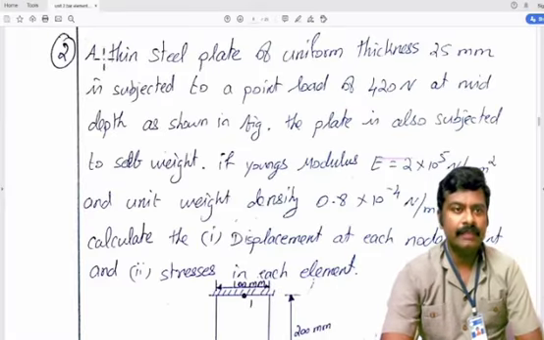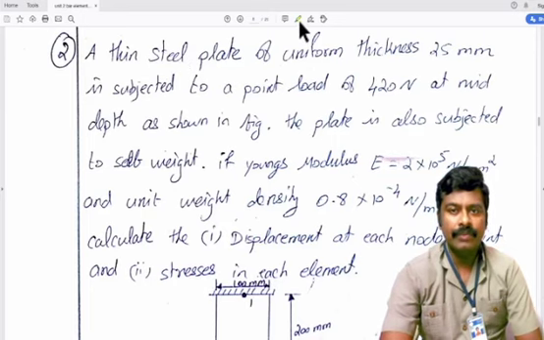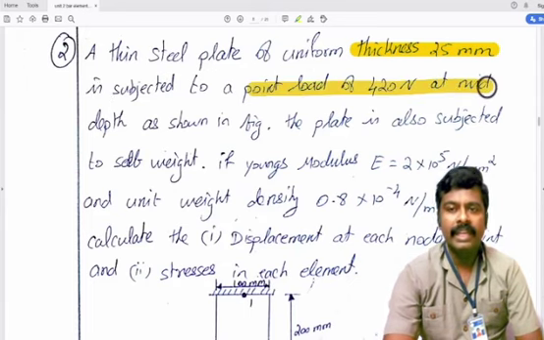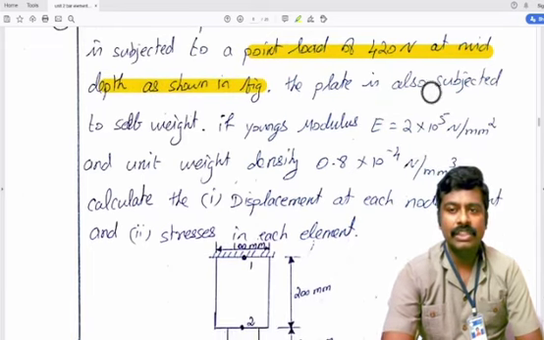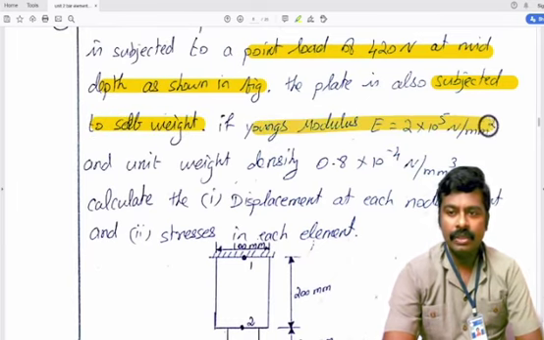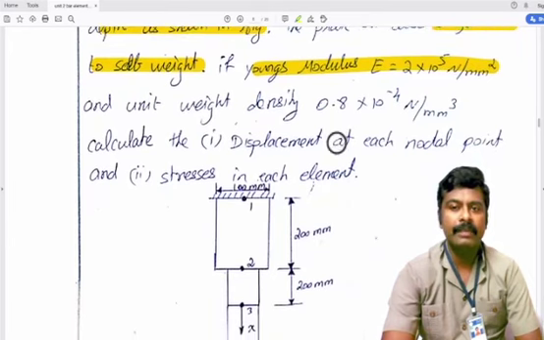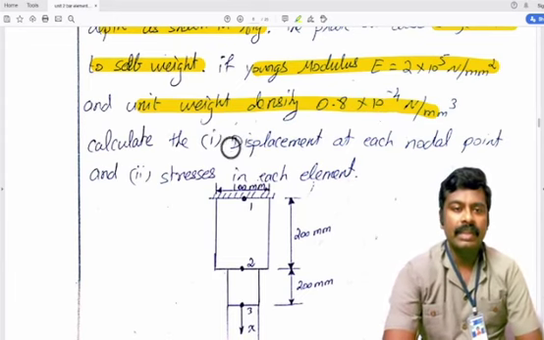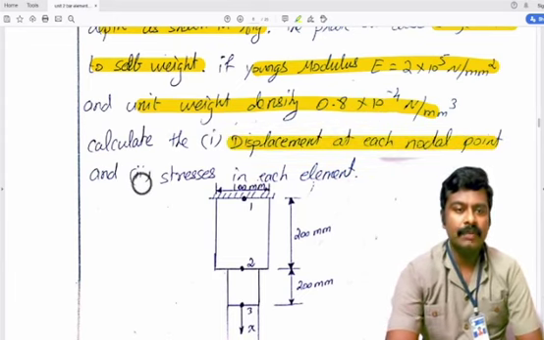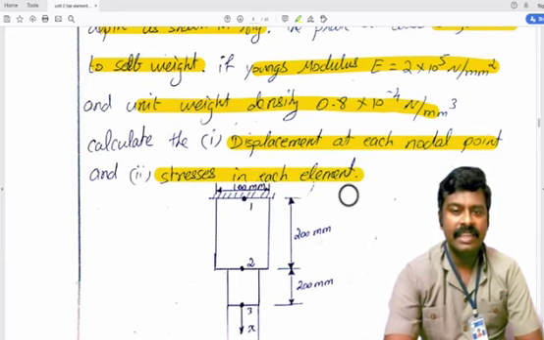First, read the question. A thin steel plate of uniform thickness 25 mm is subjected to a point load of 420 Newton at midspan as shown in figure. The plate is also subjected to self-weight. If Young's modulus E equal to 2 into 10 raised to 5 Newton per mm square, unit weight density 0.8 into 10 raised to minus 4 Newton per mm cube. Calculate displacement at each nodal point and stresses in each element.